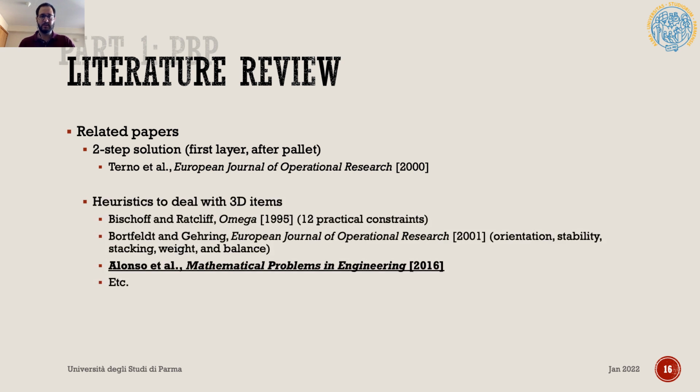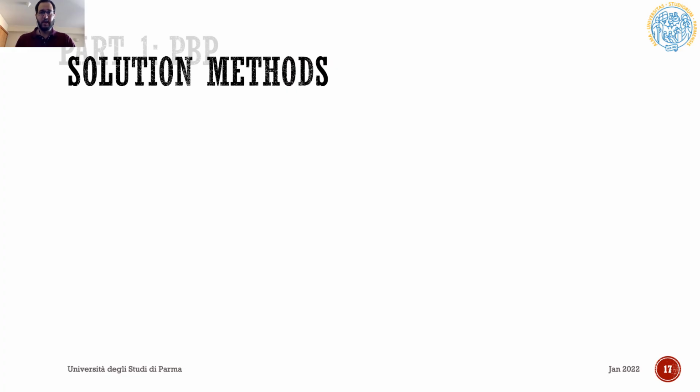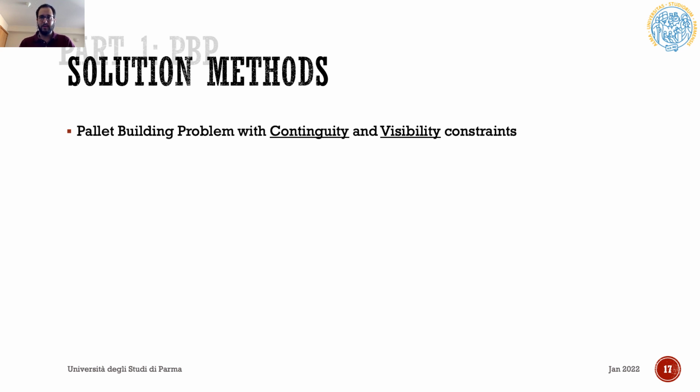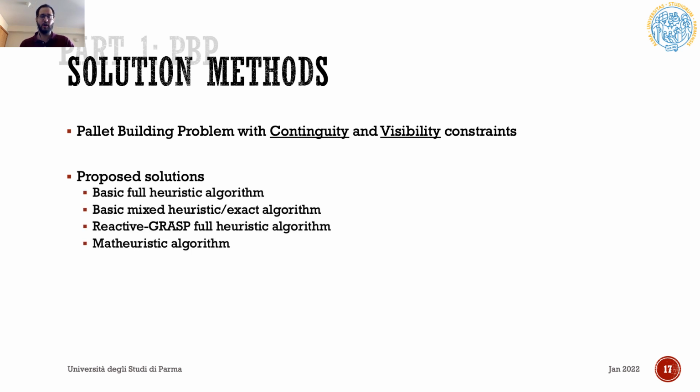Regarding heuristic to 3D items, the two-step approach proposed in this paper is the closest to ours. However, the goal of all present papers is only optimizing the fill factor of pallets. Therefore, we propose to go beyond that goal by meeting the contiguity and visibility constraints. To achieve this, we propose four main strategies, these ones, and all of them use the two-step heuristic to create a solution, creating first layers and then pallets. Now I will go into detail for each of them.